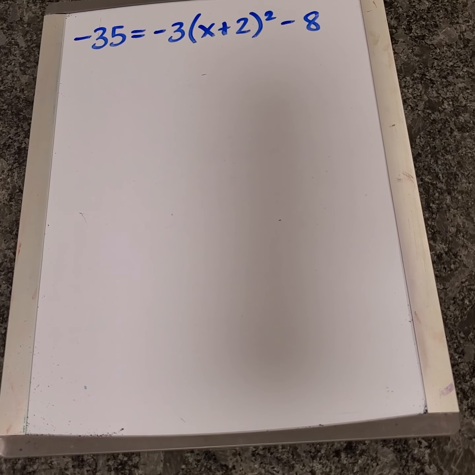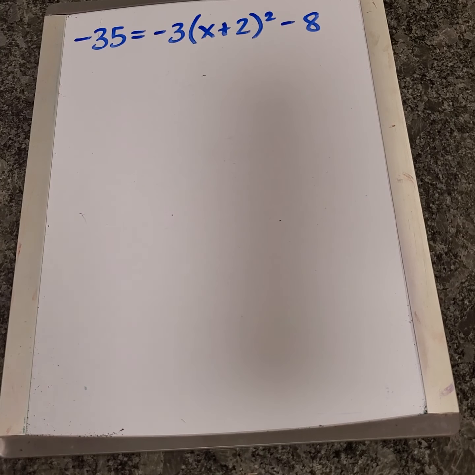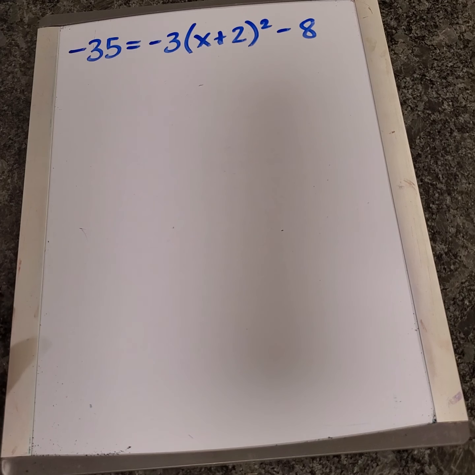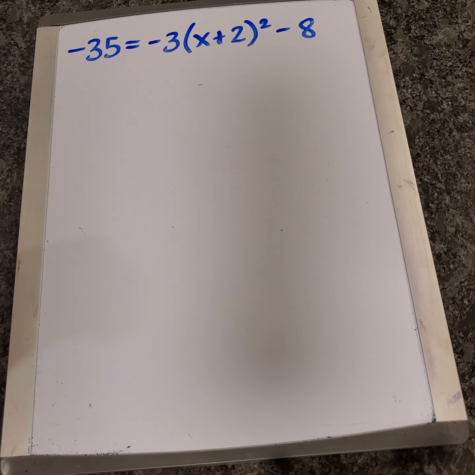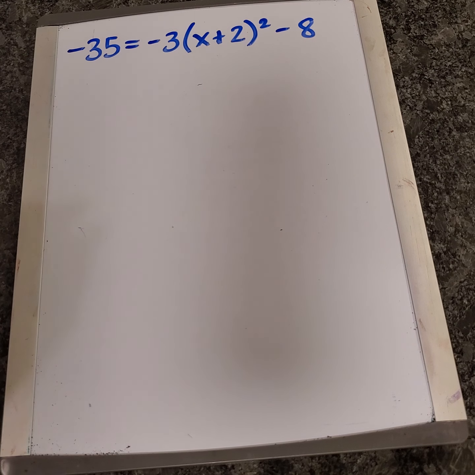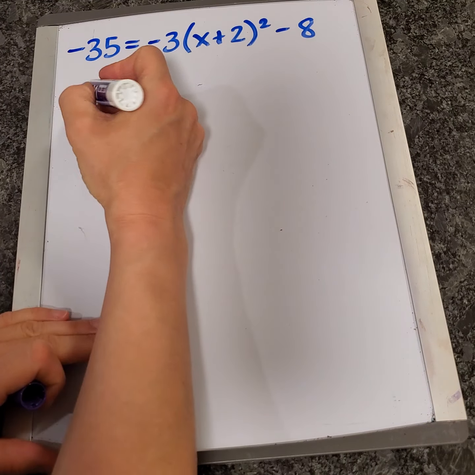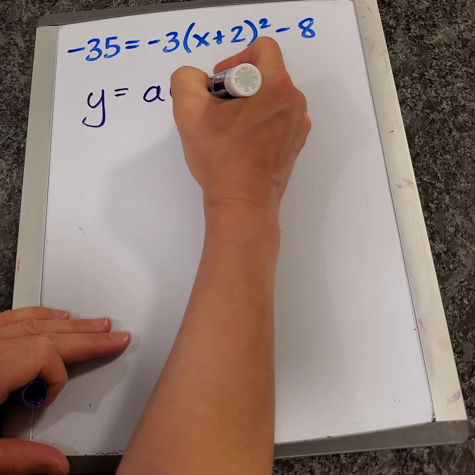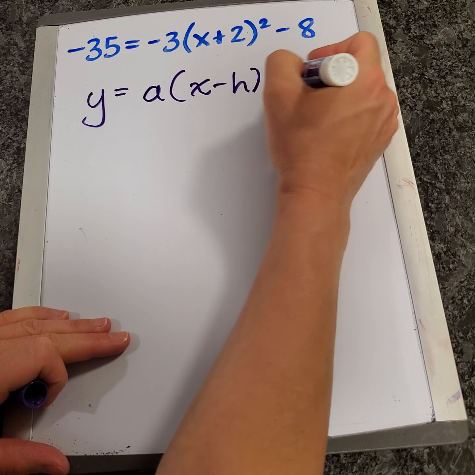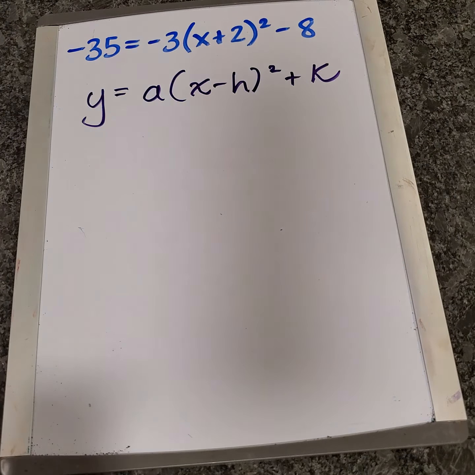Okay, so this next example looks a little bit different than the previous few. The first one we did, the relation looked like it was in factored form. Then we did one in standard form. I don't know if you guys see this. This guy follows the pattern of vertex form, okay?